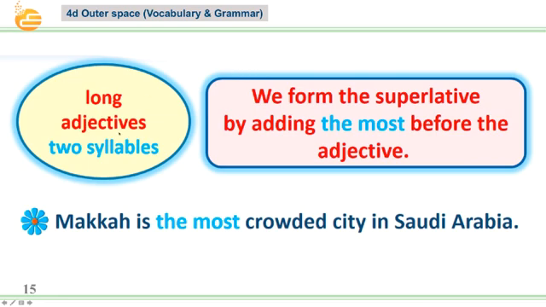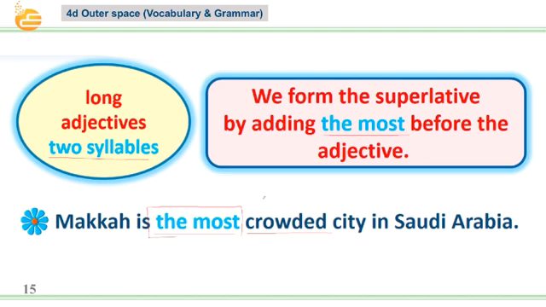Long adjectives. Now we are talking about long adjectives. Two syllables or more. We form the superlative by adding the most before the adjective. Mecca is the most crowded city in Saudi Arabia. So the most.